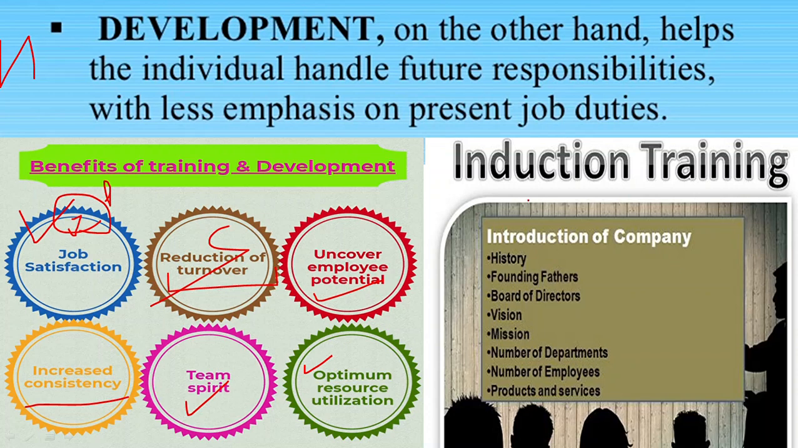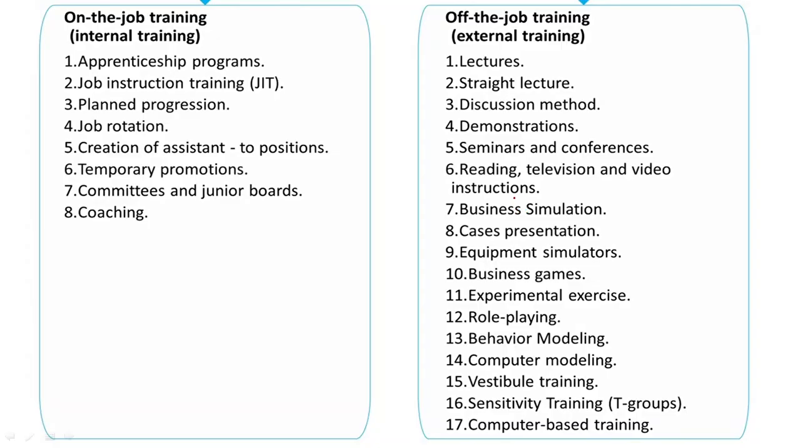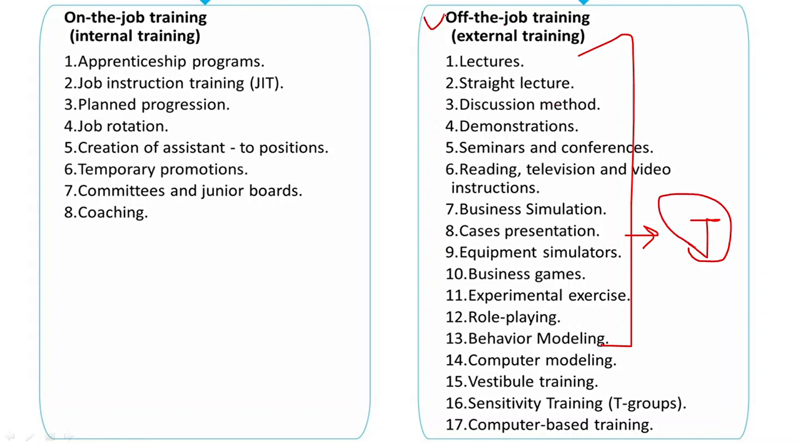So you can have various job trainings, that can be on job training and off job training. Off job training is not given at the job place where you are to perform the job; it is external training. You can have it through lectures, discussions, demonstrations, simulations, presentations, right? And on the job training you will have at the actual job location.